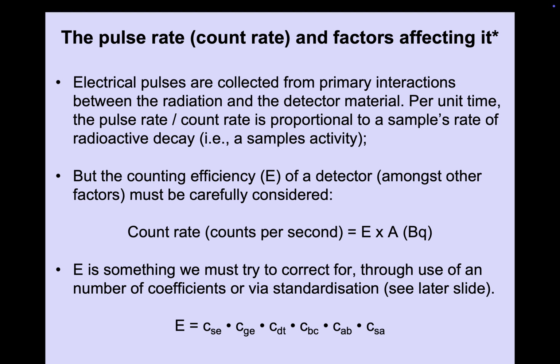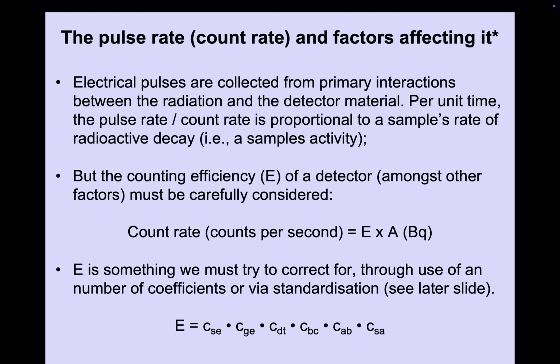But what we're going to find is that the counting efficiency, E, of a radiometric detector, amongst other factors, has to really be considered with some care. Now the count rate, which we express as counts per second or becquerels, is going to be the product of the activity of the sample times the counting efficiency of our detector. And E is something that we're actually going to have to try and correct for in our detector, because the efficiency of most radiometric technique detectors is not very good.